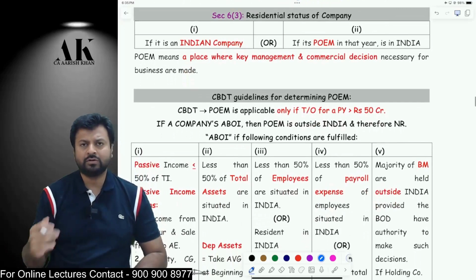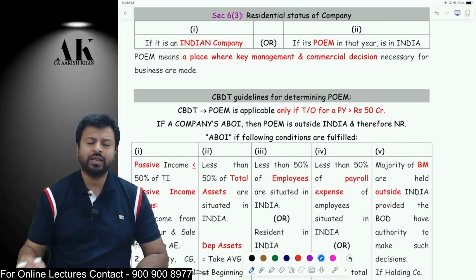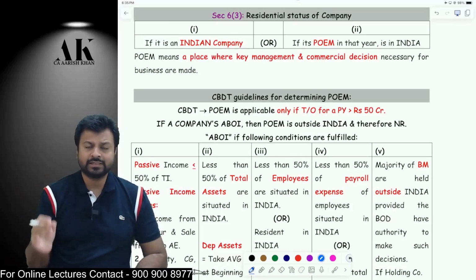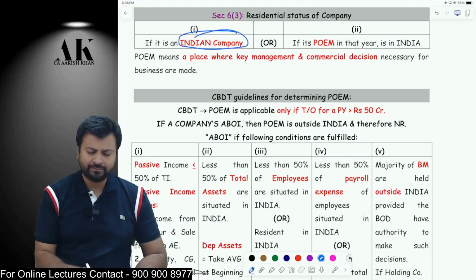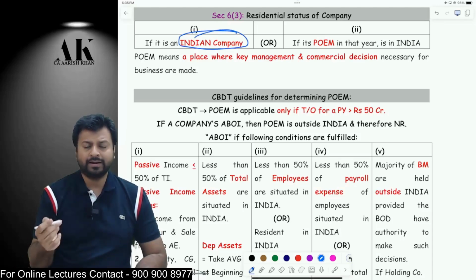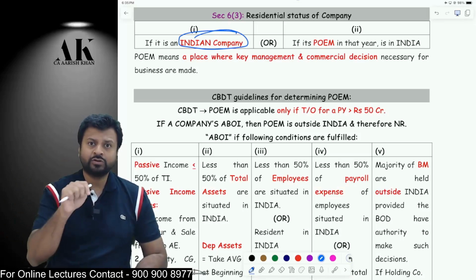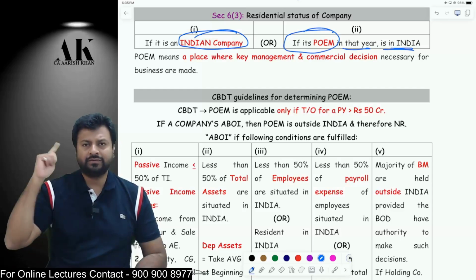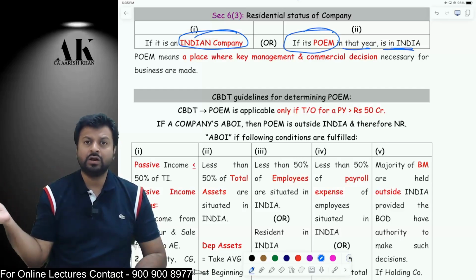Okay. Now coming to the second important part after individual. Individual residential status is very important for the exam. After that, company residential status is equally important for the exam. When will a company become resident in India? As per section 6 clause 3, if it is an Indian company, then it is always resident. But if it is a foreign company, then also it can become resident if its place of effective management in that year is in India. So if a foreign company which is registered outside India, whose place of effective management in that year is in India, then that company will also be called a resident in India.